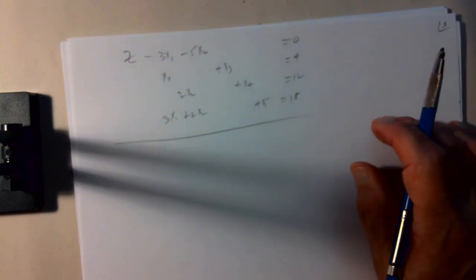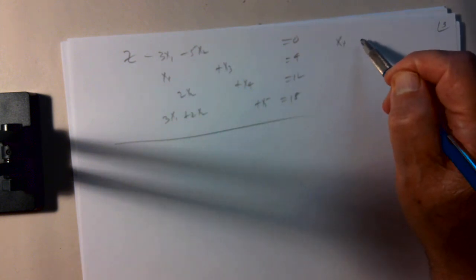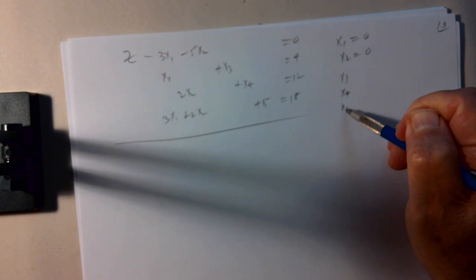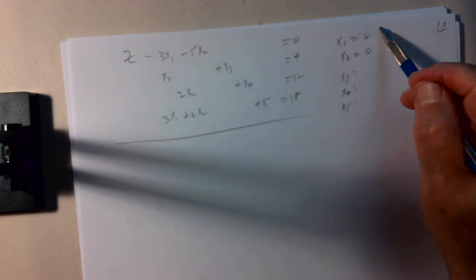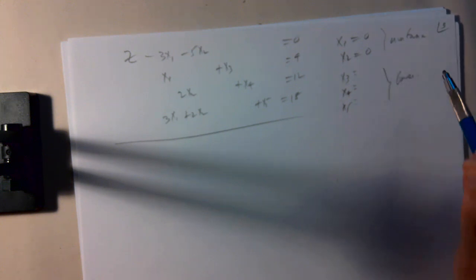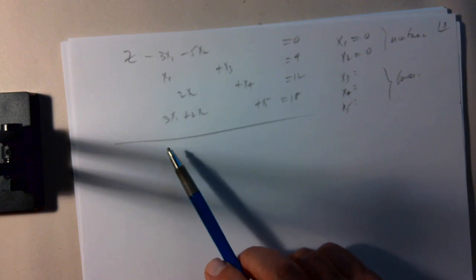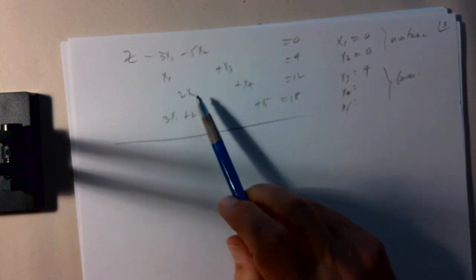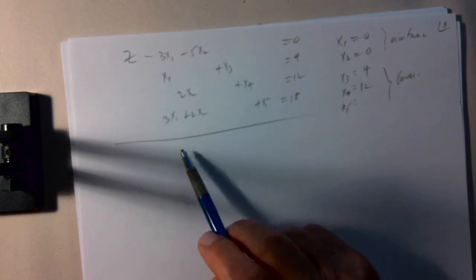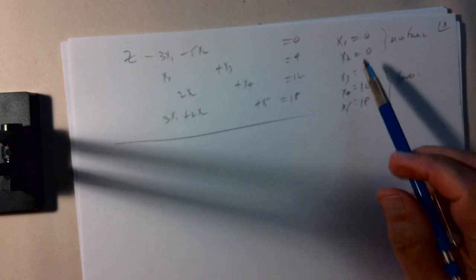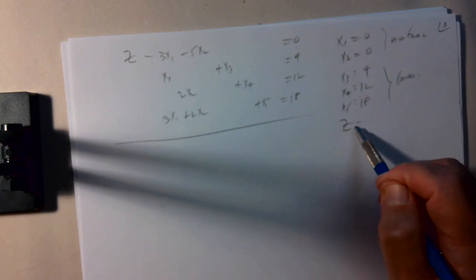So we start with the non-basic variables, x1 equals 0, x2 equals 0. These are the non-basic, and these are the basic. When x1 and x2 are equal to 0, x3 is 4, x4 is 12, and x5 is equal to 18. And also when x1 and x2 are equal to 0, z is equal to 0.